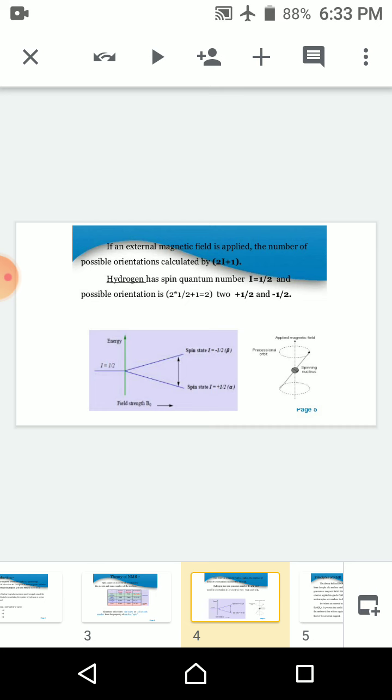If an external magnetic field is applied, the number of possible orientations is calculated as 2I plus 1. It means hydrogen has a spin quantum number I equal to 1 by 2, and the possible orientations are 2, that is plus half and minus half, 2 times 1 by 2 plus 1. It can be explained by the diagram, so you can clearly understand.